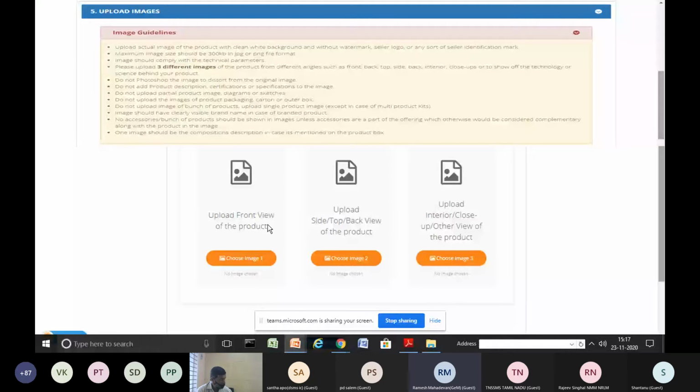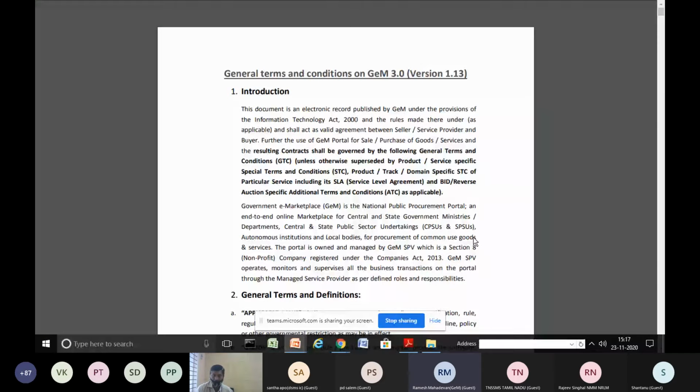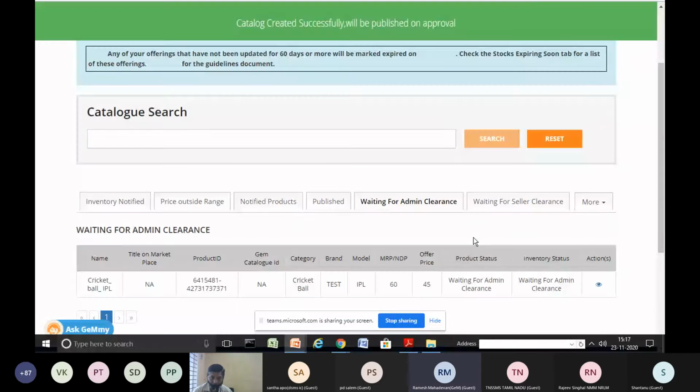Once you do that, you will have the terms and conditions coming up for you. You may have to read those terms and conditions and then click on this checkbox. Once you do that, your product gets published. Once you publish your product, it will go into the waiting for admin clearance tab. It will say waiting for admin clearance. Once GeM authorities approve this product, it will move into published. Once the product moves into the published status, this product is ready. You can go ahead and the product is out in the market.